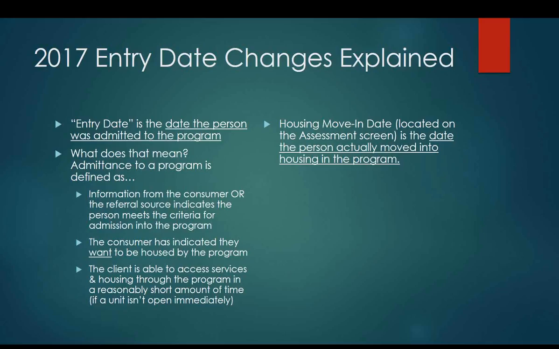For communities that have wait lists, they're basically telling you that you shouldn't do an entry date, an admittance date, on someone if you're just putting them on your wait list for housing. So that was just a safeguard. The first two mean that as long as the consumer is agreeable to your program and the consumer has self-reported or the referral source has reported that a person appears to be eligible for your program, you should put an entry date in and you should start that process in HMIS. So it's a little different, it's a little earlier than it used to be.